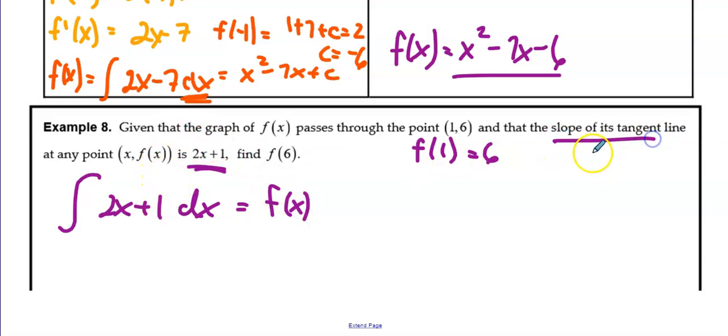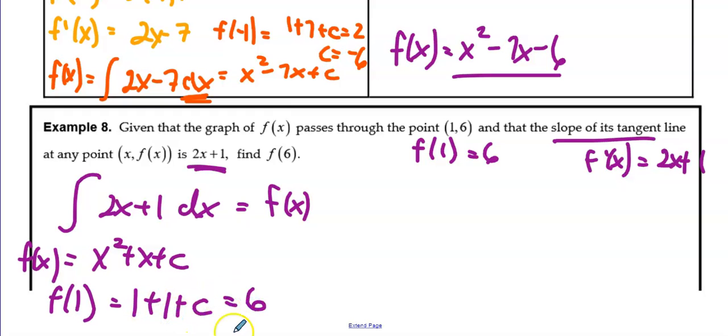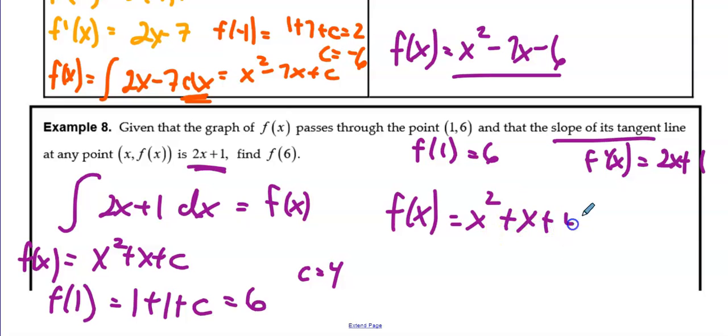Remember, the slope of the tangent line is the derivative, right? So this is how we extract that information from our problem. So when we integrate this, we get x squared plus x plus c. That's going to be equal to what f of x is. We're going to go ahead and plug in 1 to our function, and we get this. And we're going to set that equal to 6. We're going to get that c is going to be equal to 4. So f of x is going to be equal to x squared plus x plus 4.